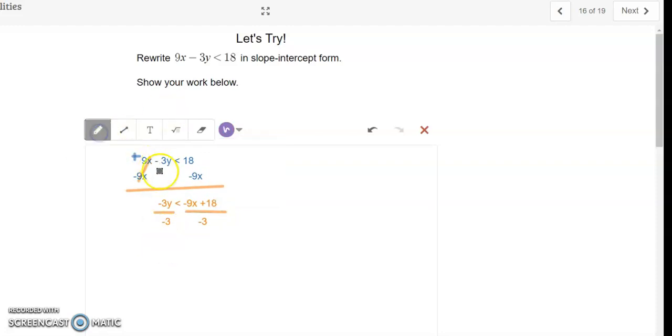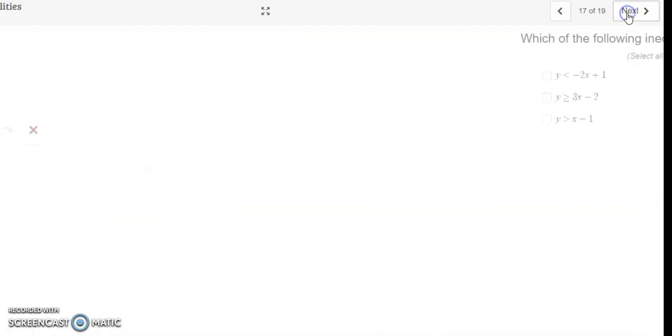So the -3 and the -3 is going to cancel. And then I'm going to get y is greater than -9 divided by -3 is going to be +3, so I get 3x. And then 18 divided by -3 is going to be -6. So I get y is greater than -3x minus 6. Let's go to the next slide.